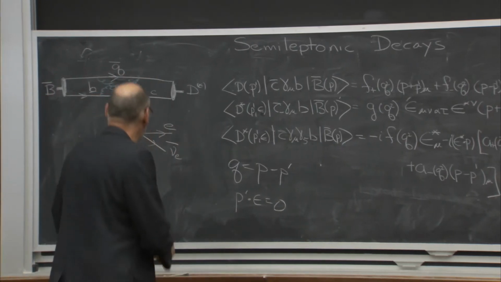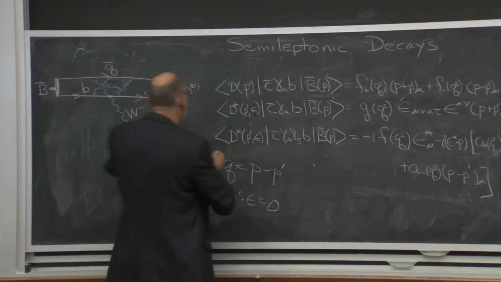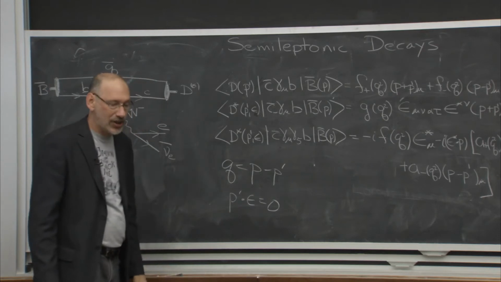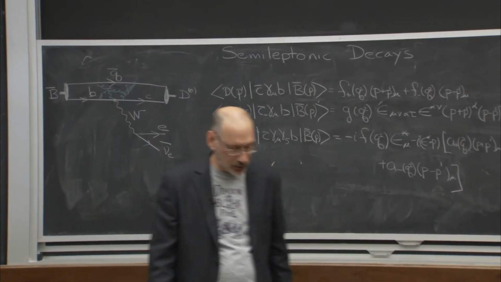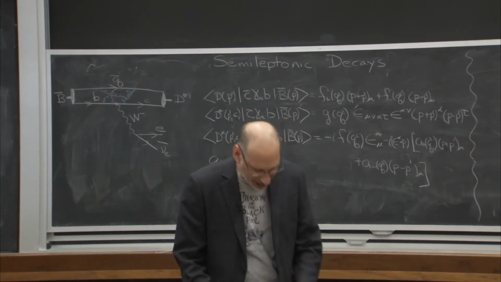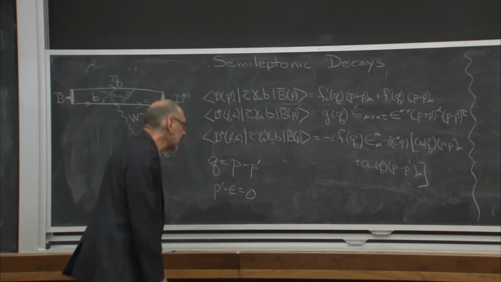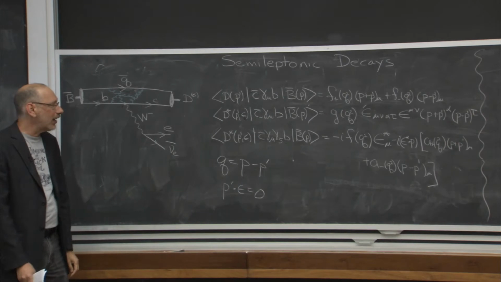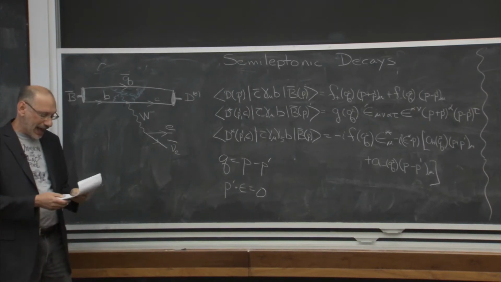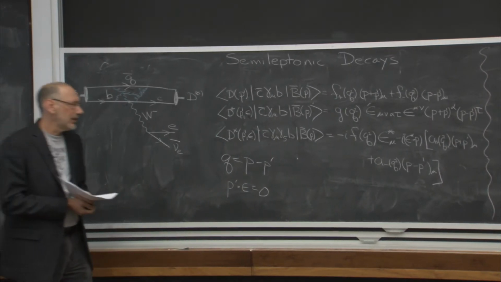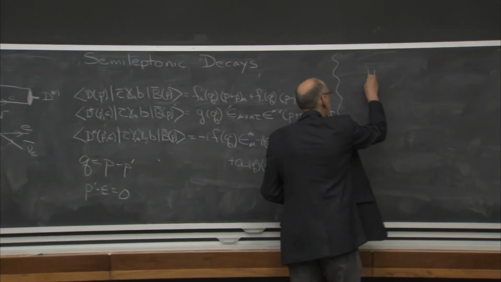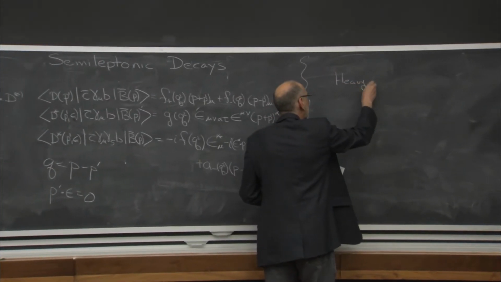And of course, the initial state is always the B, because the B star doesn't decay weakly. The final state can be the D or the D star. So those are the matrix elements we're interested in. And now, there's not much more I can say in full QCD, so I've got to go beyond that and look at the heavy quark limit of QCD. So we're going to go over to the heavy quark limit, and that has already been introduced to you.